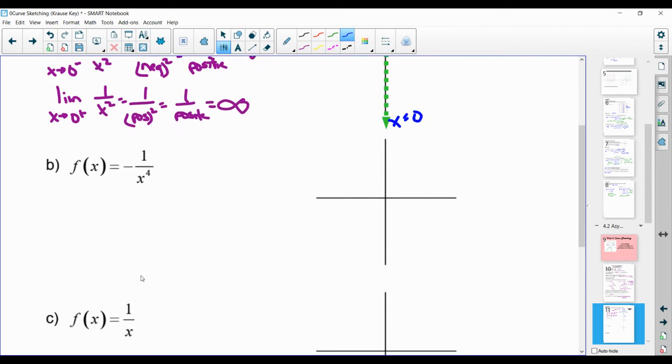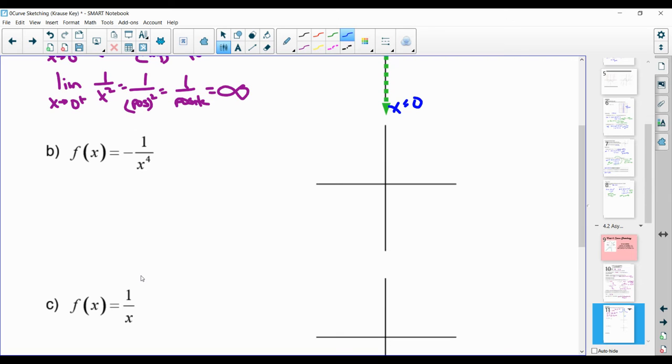All right, we'll keep looking at some more examples. The rest of this is all examples varying from the simple to getting a little bit more complex. So hopefully I can give you enough examples that you've got a really good idea of how to determine your vertical asymptotes. So here, x cannot equal 0 again. We're going to look at our left-hand limit.